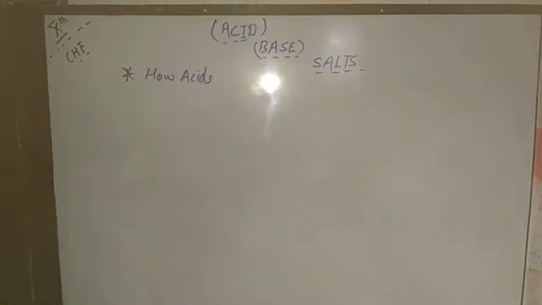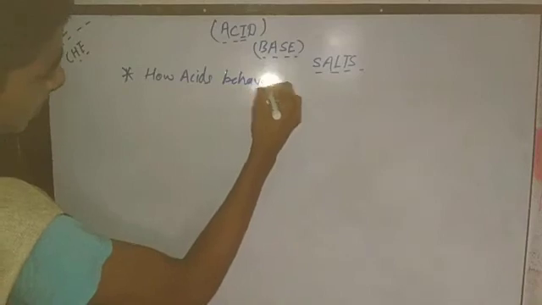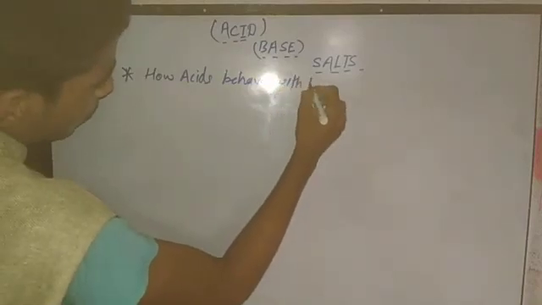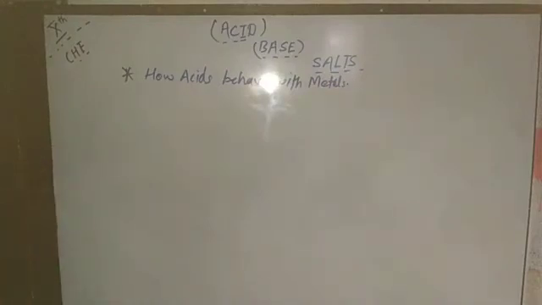How acids behave with metals. So let's discuss how acids react with metals. Actually, whenever an acid reacts with metal, we get one thing, which is hydrogen gas, as the resultant.